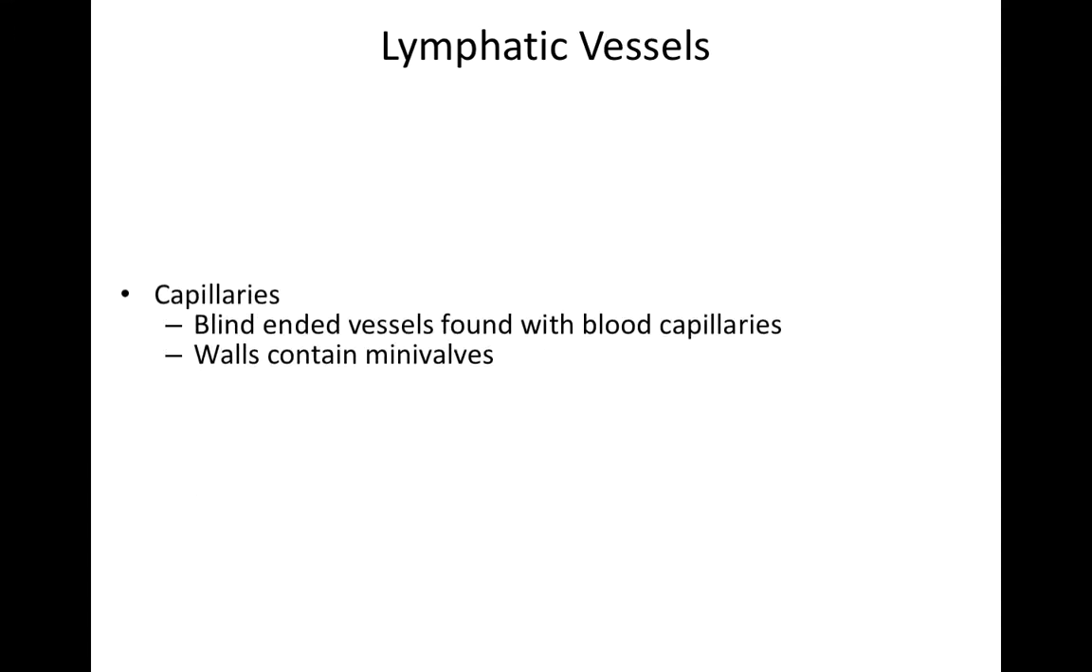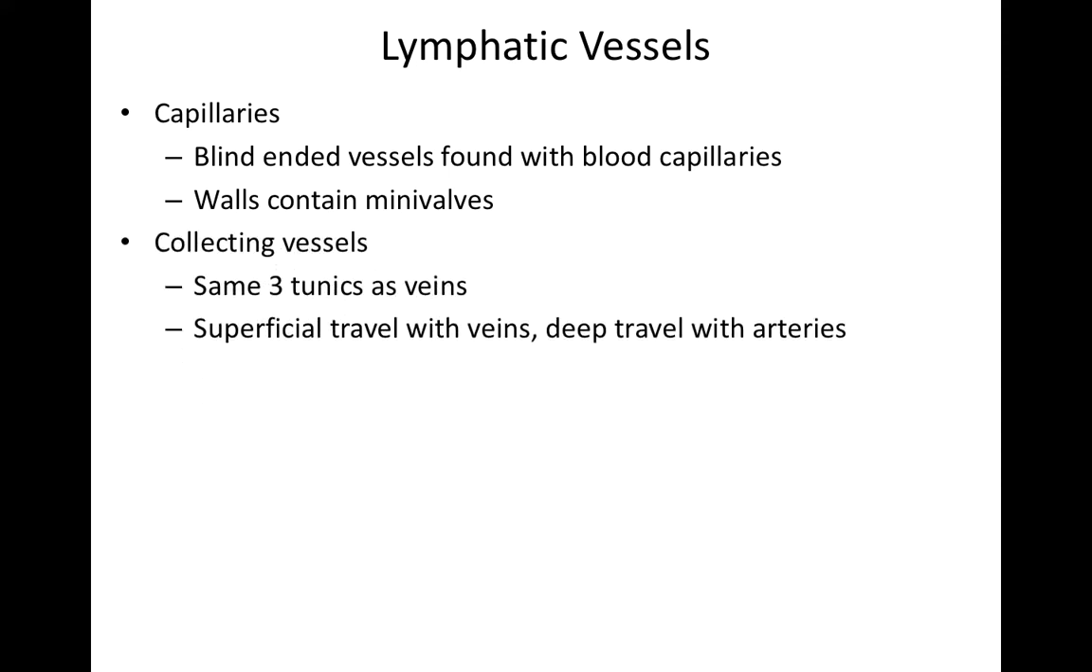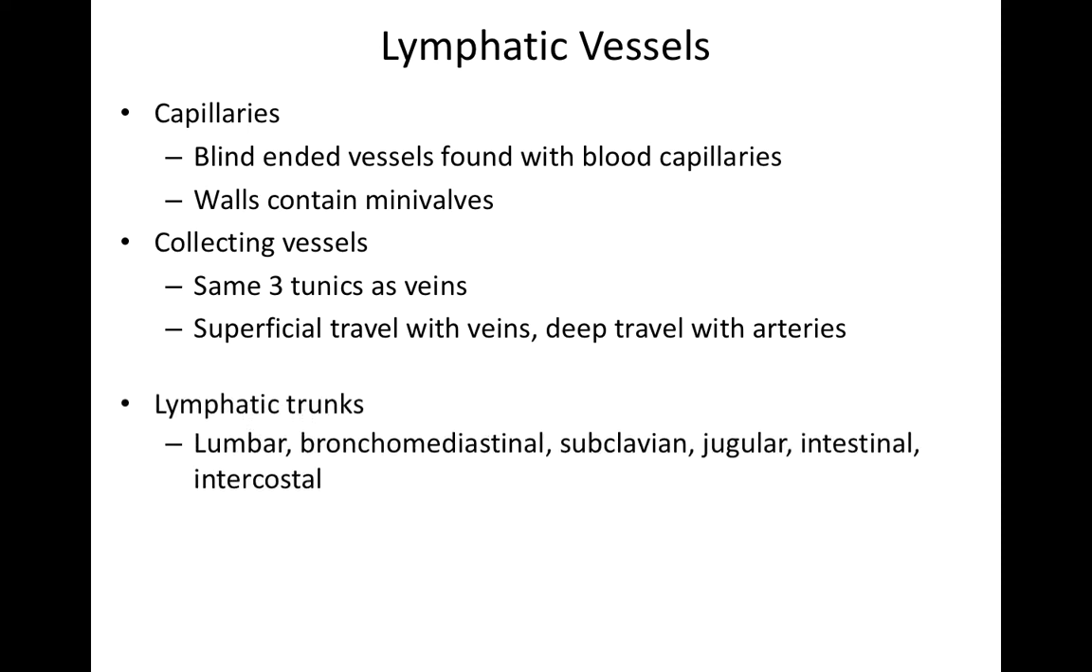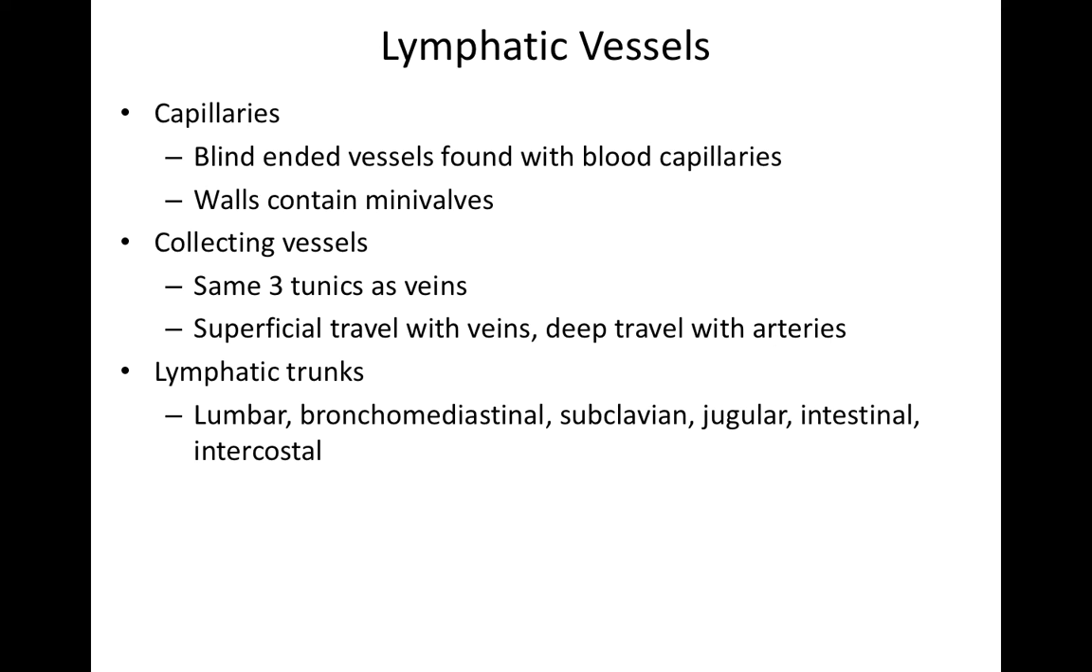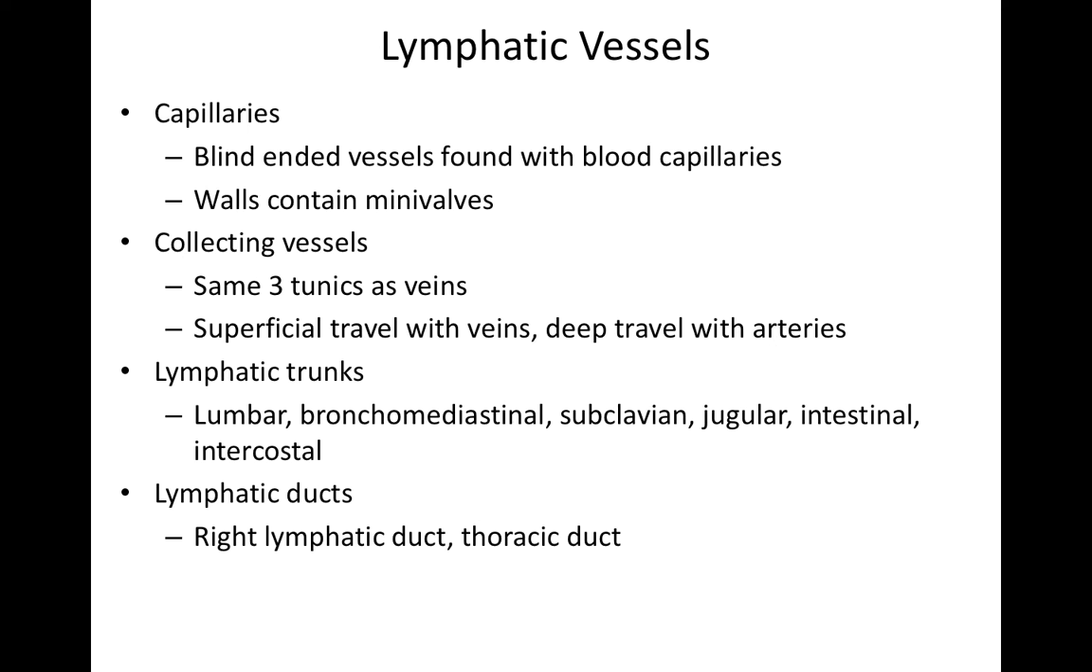So the vessels start with what are called lymphatic capillaries. They are blind-ended vessels that are basically mixed in with the blood capillaries. They do have little mini valves in the walls to help move the lymph. They feed into what are called collecting vessels. They're very similar to veins. Those feed into trunks, so you have 6 different trunks that are regional. And all of the trunks feed into 2 lymphatic ducts. You have a right lymphatic duct and a thoracic duct.